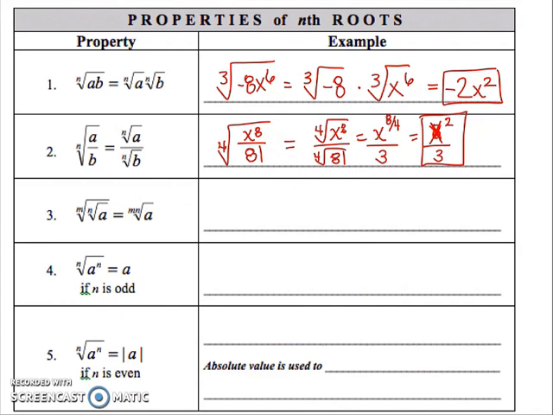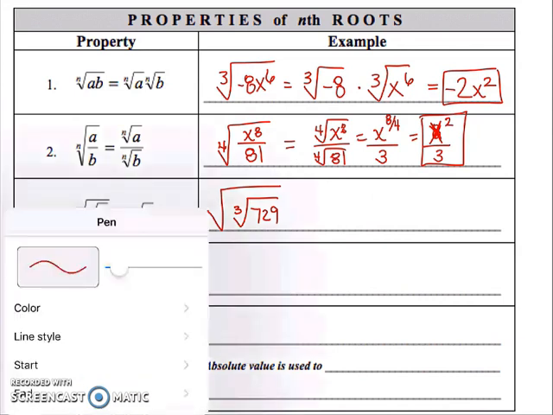So here's an example. Let's say we have a square root, and then underneath it, we have a cube root of 729. Okay, well, remember, we don't see it, right? But there is an invisible 2 there on our square root.